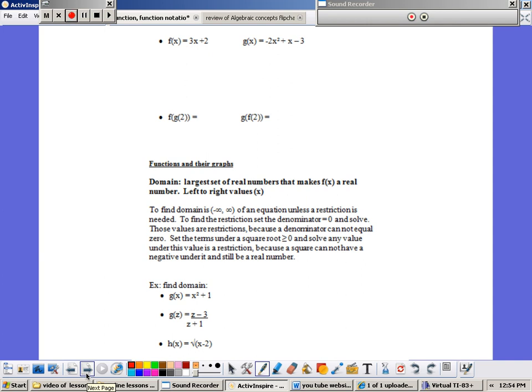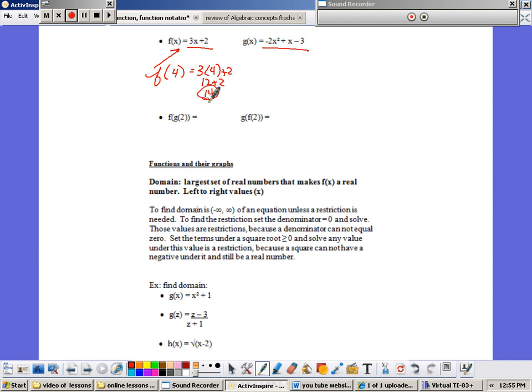Okay, I have an f of x that's 3x plus 2, and I have a g of x, which is negative 2x squared plus x minus 3. Let's say I want f of 4. This says go to the f function and place in 4. So 12 plus 2 is 14.